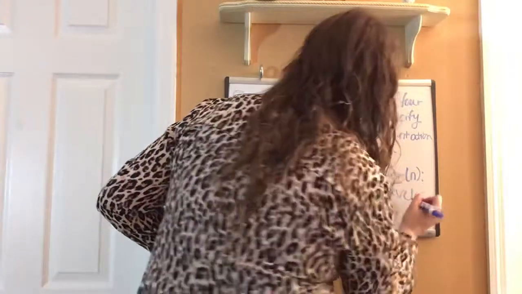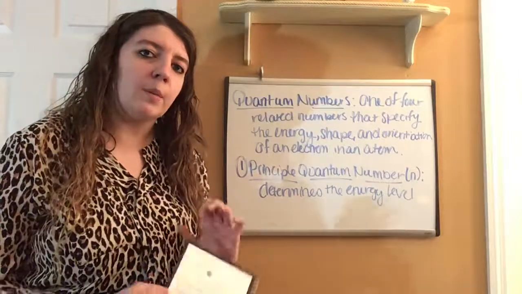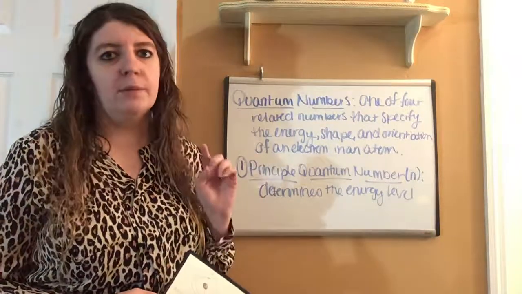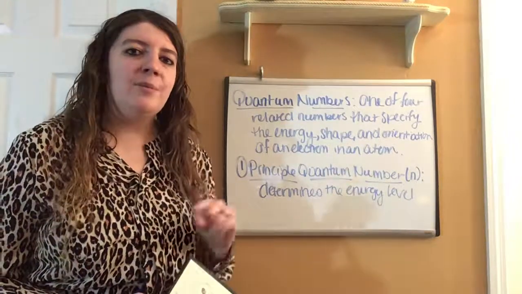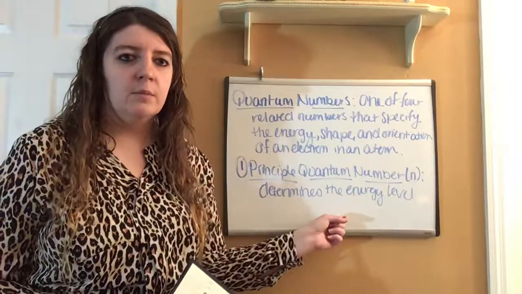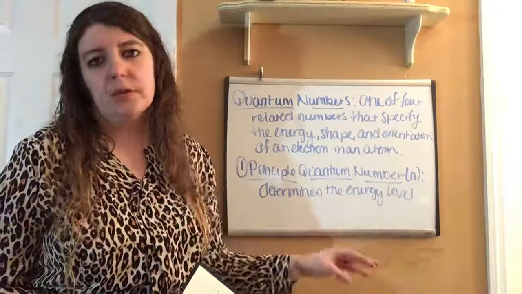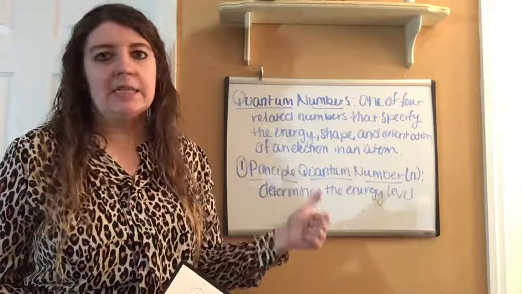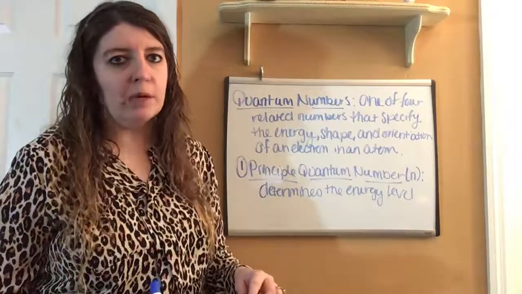So these numbers will always be whole numbers with the exception of the spin quantum number, which will be -1/2 or plus 1/2. But they will always be whole numbers, and it will never be 0 for principal. Principal will always start at 1, then go to 2, 3, 4, 5, 6, and 7 is the highest that we have. I'm sure we'll get higher once we make bigger molecules.